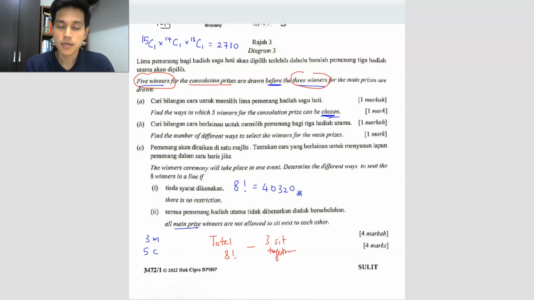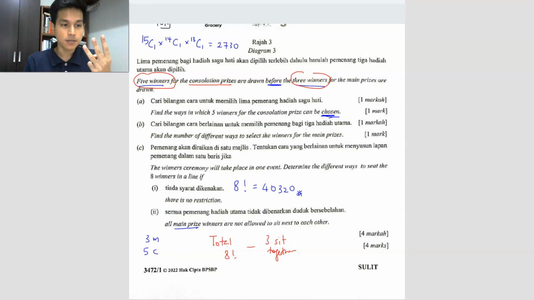Some people will do this. They take the total, they minus the 3 people sitting together. You will get the amount that doesn't include the people who sit together, correct? Now, if you do this, you'll get it wrong. Why? Because if you only minus 3 people sit together, you never take into account 2 people sitting together.